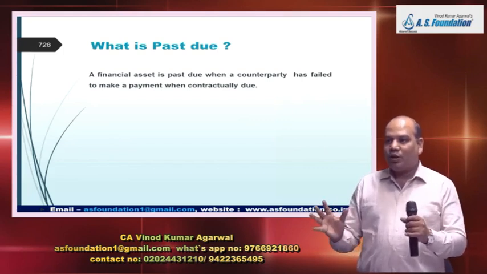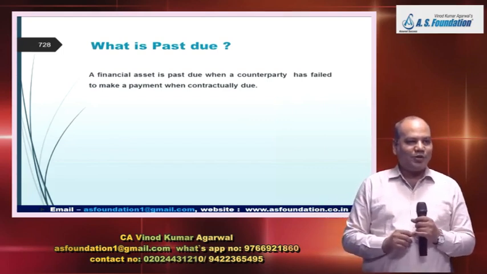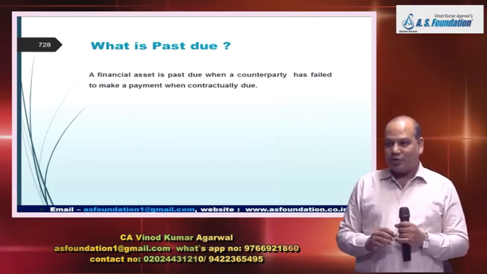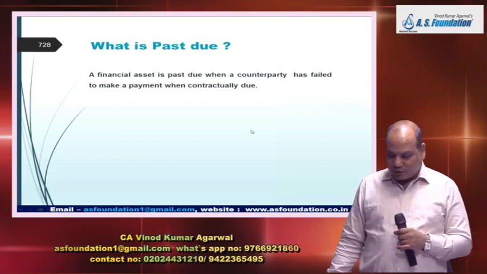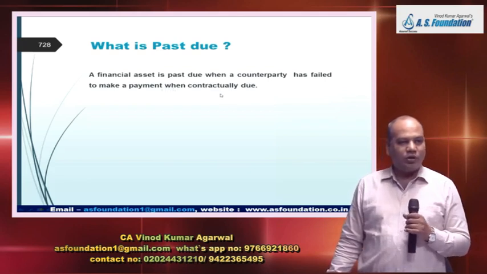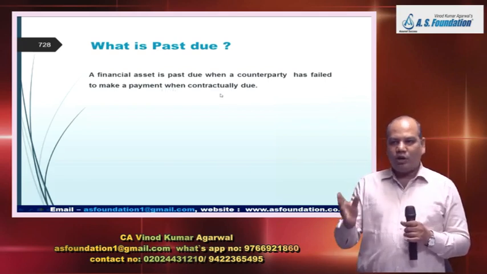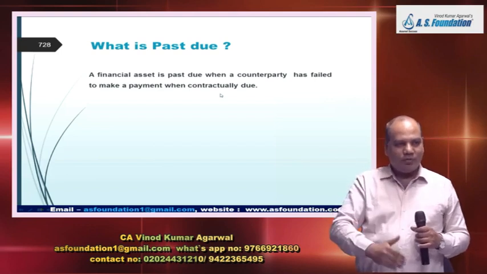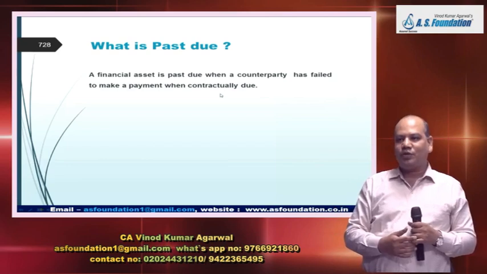So much risk you take when you are a party to a financial instrument. Do you know that? And what is past due? Past due means a financial asset is past due when a counterparty has failed to make a payment when contractually due. Like your EMI falls due on 30th June and you don't pay, so your asset becomes past due.